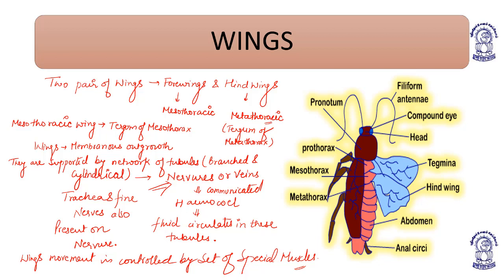So there are two pairs of wings, forewings and hindwings. Forewings are mesothoracic wings and hindwings are metathoracic wings. Wings are membranous outgrowth which are supported by the fine network of tubules which are branched and cylindrical. They are known as what? Nervures or veins. These nervures or veins communicate with the hemocoel and the hemocoelomic fluid supplies all these nervures or veins. Trachea and some fine nerves are also present on the nervures. Wing movement is basically controlled by a set of special muscles. Understood? Now, the mesothoracic wing.